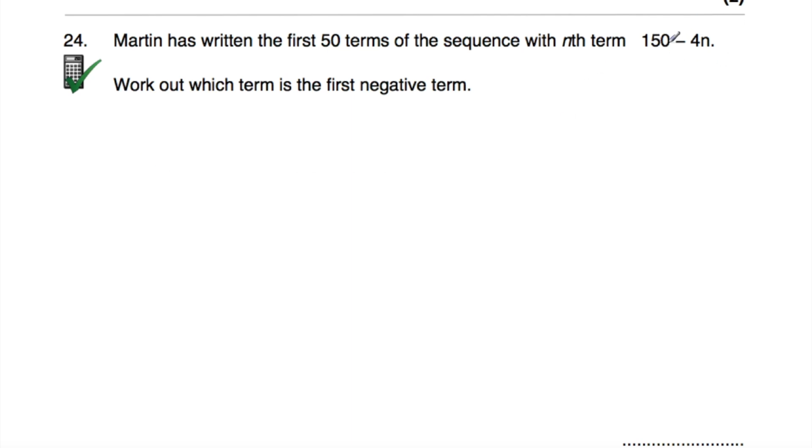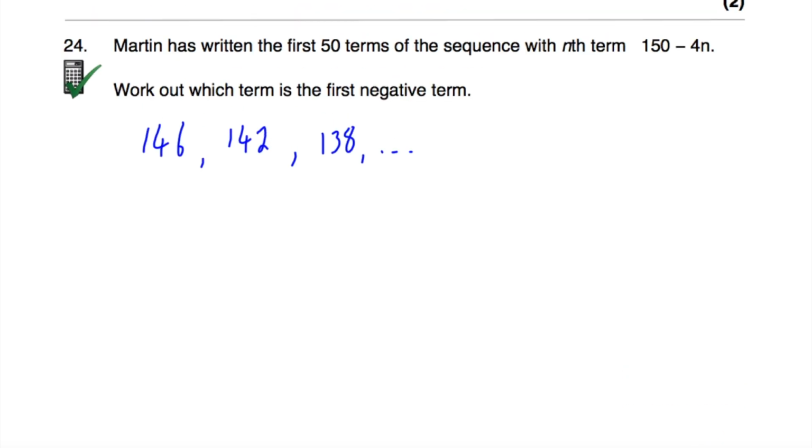check that. The first term in the sequence, we would do 150 minus 4 times 1. 4 times 1 is equal to 4, so we do 150 minus 4, and that's equal to 146. So that's the first term in the sequence, and each time it's getting smaller by 4, so then it'd be 142, it'd be 138, and so on. And you could just carry on that way if you wanted to, but the question is only worth 3 marks, so it would probably take quite a bit of time doing that.